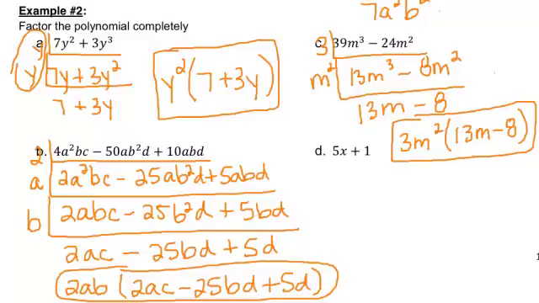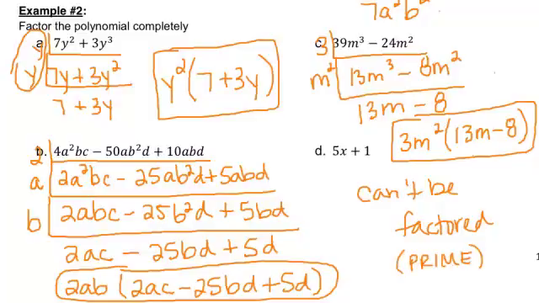Now for part D, I want you to think about what common factors do 5x and 1 have. Notice that 5 and 1, the only common factor that they have is a 1. And both terms do not contain an x, so there's nothing that we can factor out. This one cannot be factored. So not all polynomials can be factored. If it can't be factored, we sometimes will call it prime. So again, the first step in factoring is looking for a common factor and dividing that out.